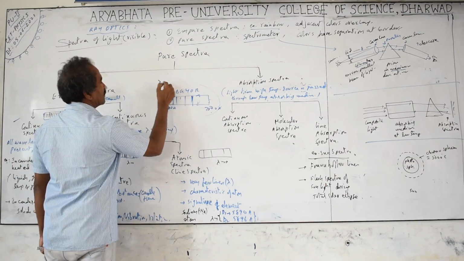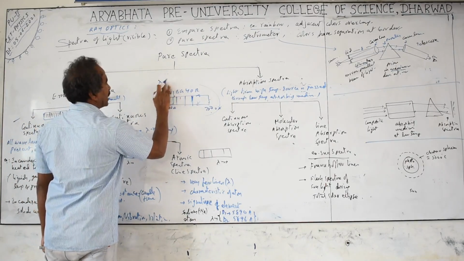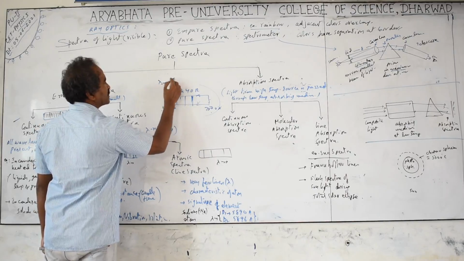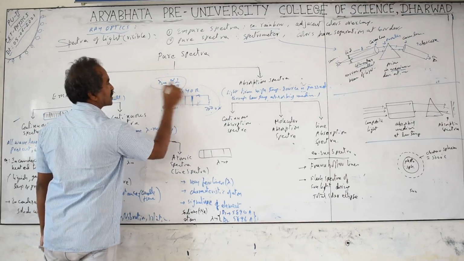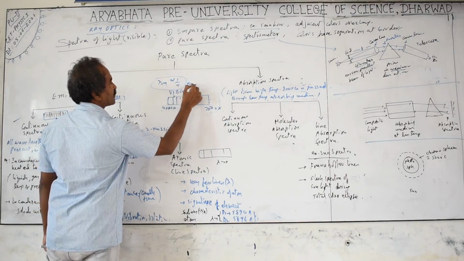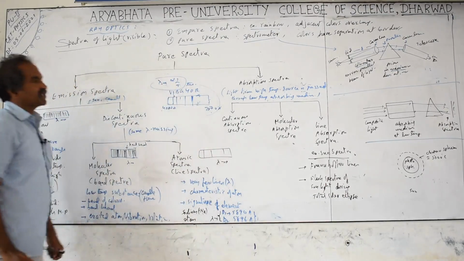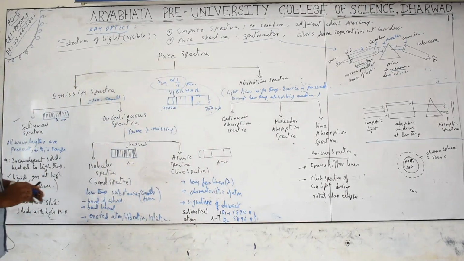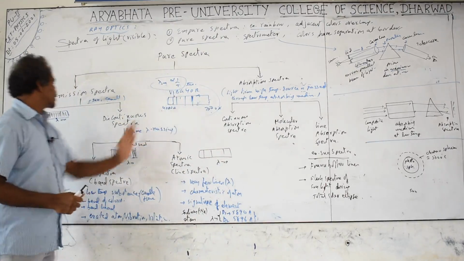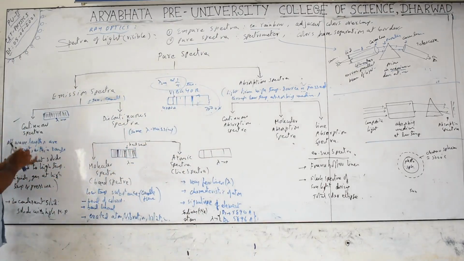That is called Wien's displacement law. Lambda m, the wavelength corresponding to maximum intensity, is inversely proportional to temperature. More temperature, less wavelength, means high frequency. You will find that based on the temperature, the wavelength range is limited. So, based on the temperature of the material, that spectral wavelength is limited.